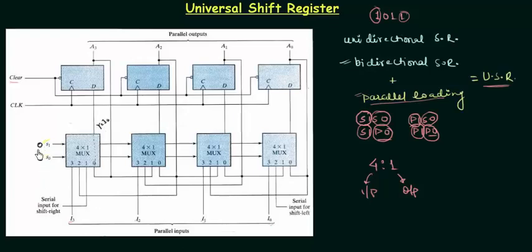Okay, and if S1 is 0 and S0 is 1, then input 1 is routed to the output. Similarly, when S1 is 1 and S0 is 0, input 2 is routed to the output, and finally when both of them are 1, input 3 is connected to the output. So it is simply a process of selection, and we select the input by selector variables S1 and S0.